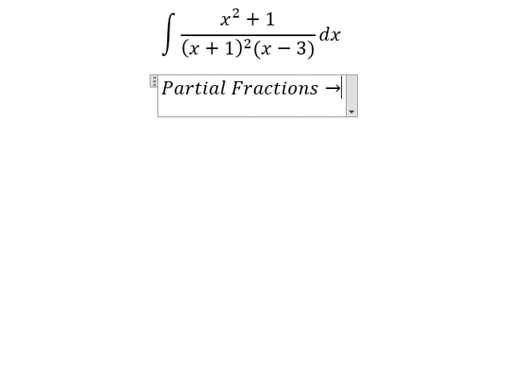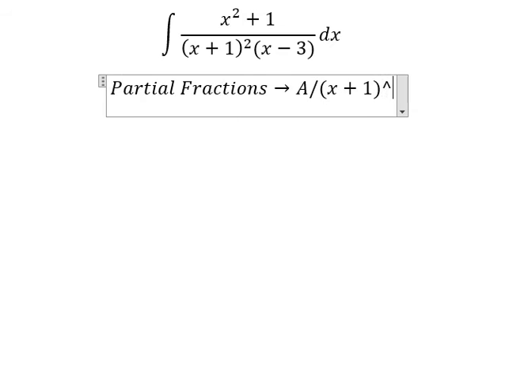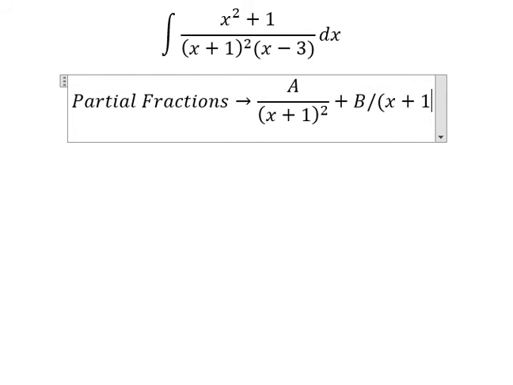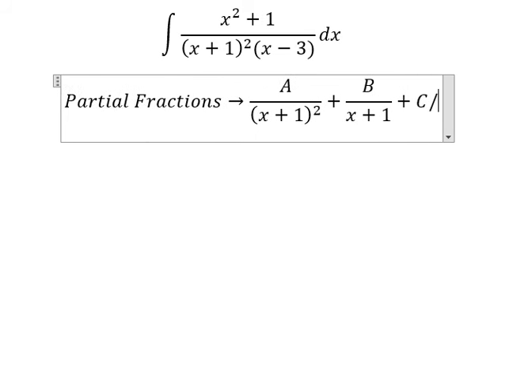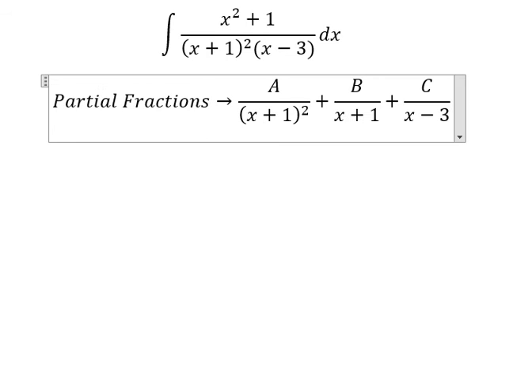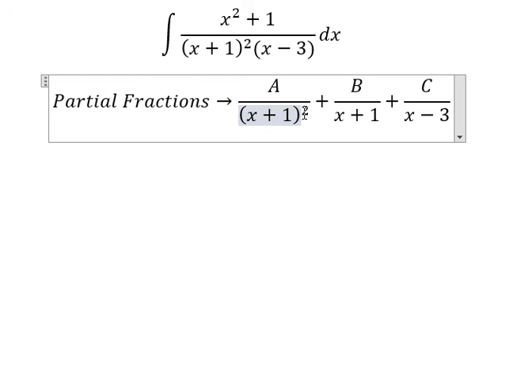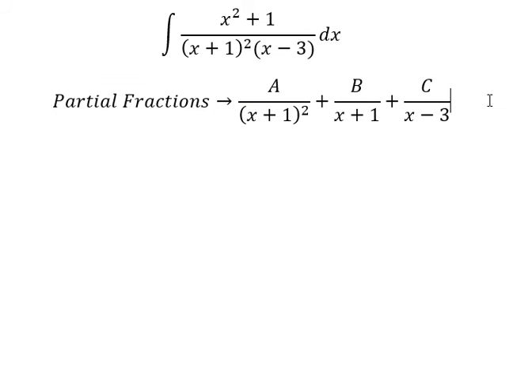So I will put capital A over (x plus 1) to the power of 2, capital B over (x plus 1), and capital C over (x minus 3). Because we have the power 2 in here, that's why we need to create two fractions in here, and the power should be reduced from number 2 to number 1. And then we can do the common denominator.